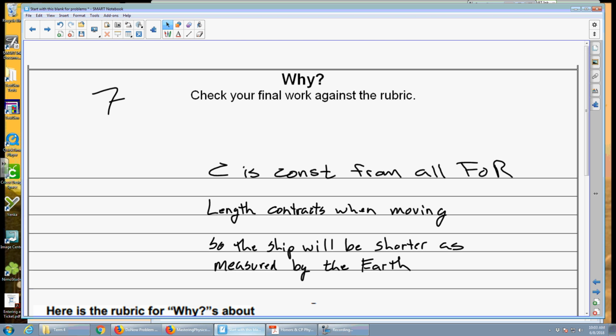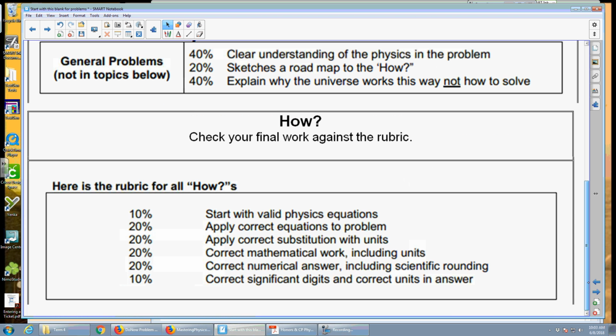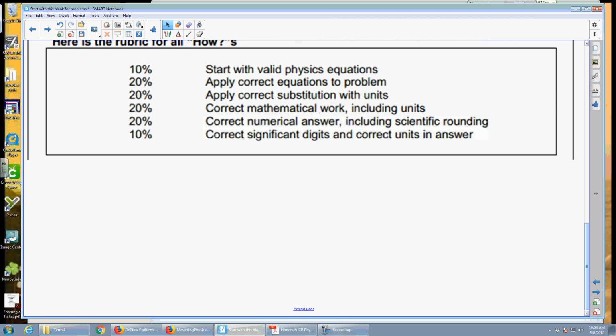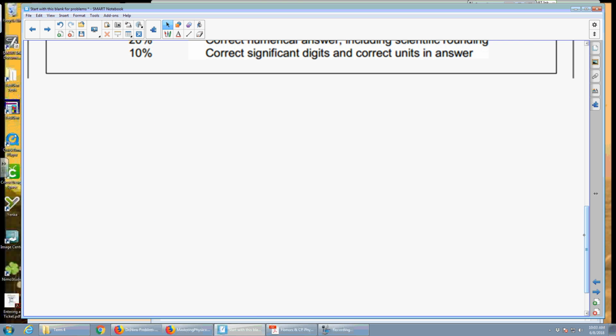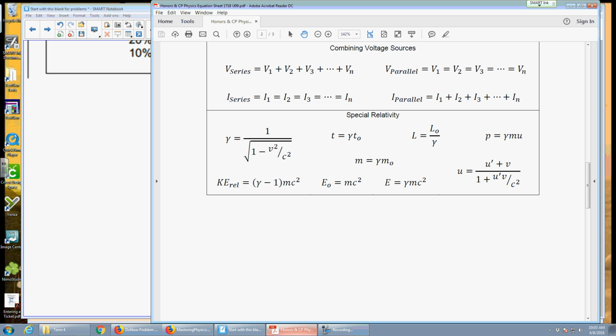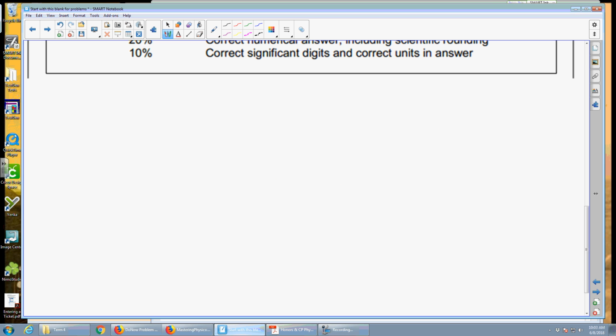We good on the water? Let's see. We know the length of the ship when it's not moving. We know the length of the ship when it's moving. Do you think we should use the time equation, the length equation, the momentum equation, the inertia equation, or the relativistic velocity equation? Probably the length equation, because they tell us how the length changes. Yeah, I'd say that was a good clue to which one to use.